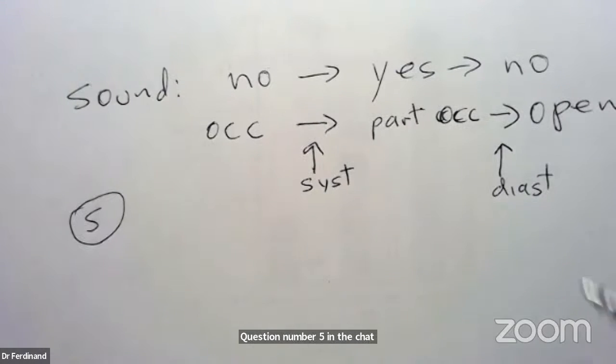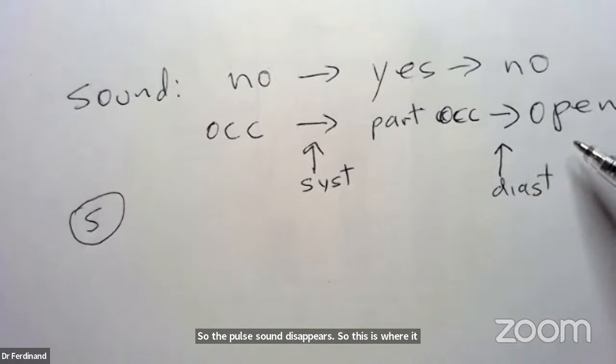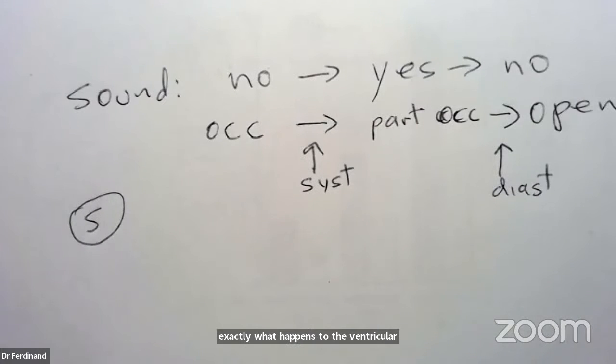So the pulse sound disappears. So this is where it disappears just prior to opening. And it talks about the force of ventricular contraction, but we are not provided sufficient information to be able to see exactly what happens to the ventricular contraction during all of this. Nonetheless, we'll keep it in mind as we look at the other questions. Then it says diastolic pressure declines below a certain level. Again, change in the diastolic pressure for the whole body, as we're occluding one artery. We don't have information about that.